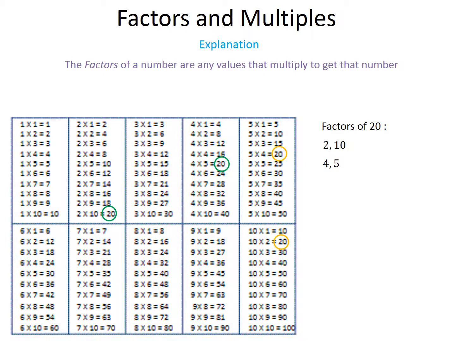Now, the problem with only using our times tables, though, is not all factors are on your times tables, because this is any two numbers that multiply to get 1 and 20. And although it's not obvious immediately, there's two numbers missing here, and that is 1 and 20. 1 times 20 is 20. And so just using our times tables isn't always going to be enough. We're going to need to look for probably a bit of a better method.